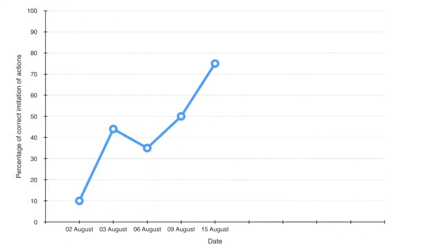So you would have to label your y-axis as percentage of correct imitation of actions or whatever the specific program is. Your data points are 10%, 44%, 35%, 50%, and 75%. Your x-axis should have the dates at the bottom. If your graph looks like this, well done.